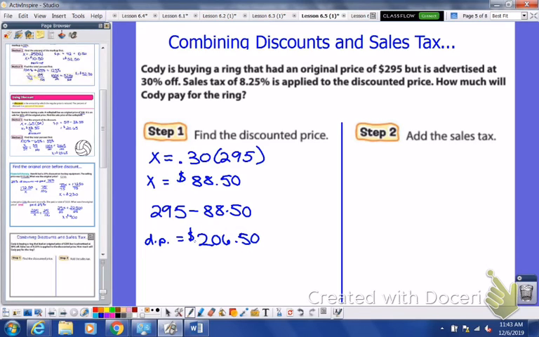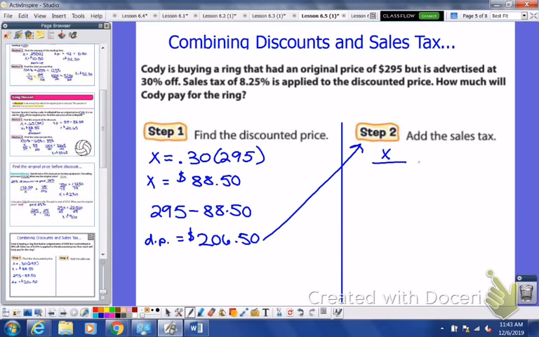Now, this is where we mess up a lot. This discounted price is what needs to go to step 2. Do not go back to the original price. That $295 is now done. So I want to find the 8.25% sales tax. So I'll go ahead and do the proportion on this one. Again, just showing you different methods. You could have done the proportion over here. You could stick with the equation over here, but I just want to make sure you're seeing both of them.